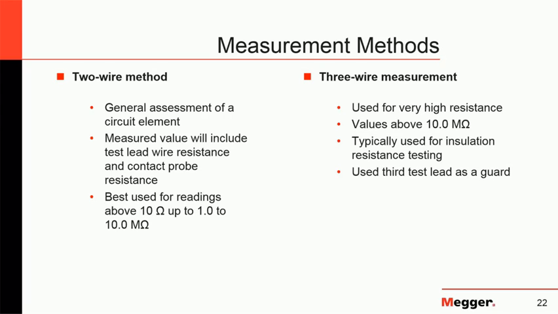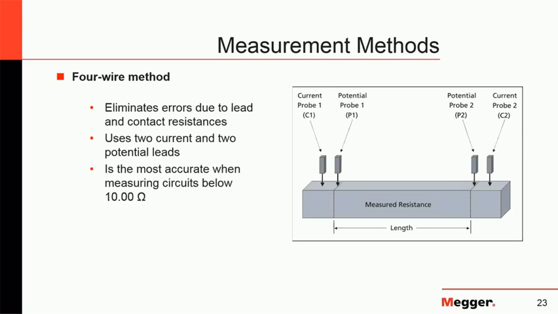Okay, so now that we have these two in mind, that we know that those are not meant for low resistance testing, let's talk about the 4-wire method, the one that we will use for low resistance. We include the 4-wire because it will help eliminate the errors due to the contact resistance, and of course it is the most accurate when measuring those low ranges of resistance. But how does it work?